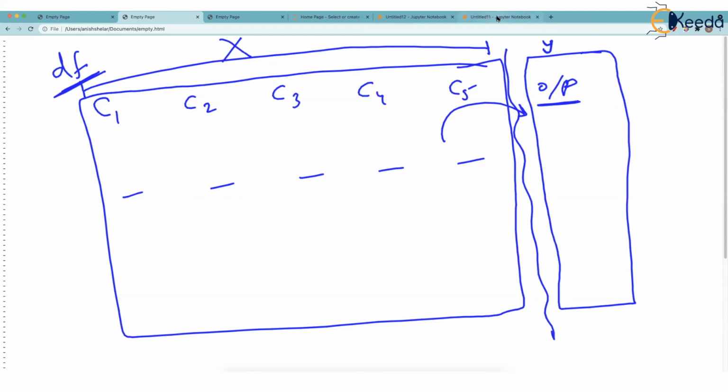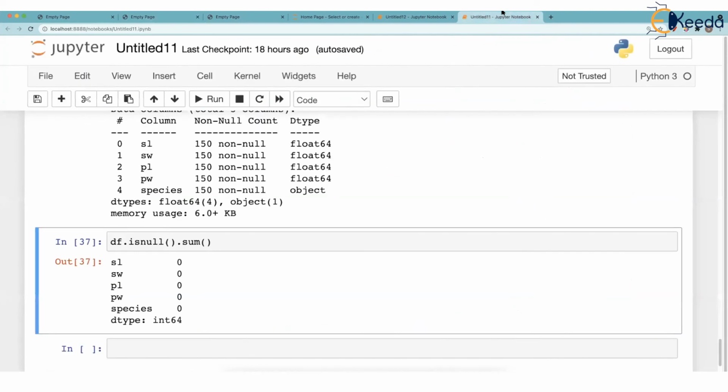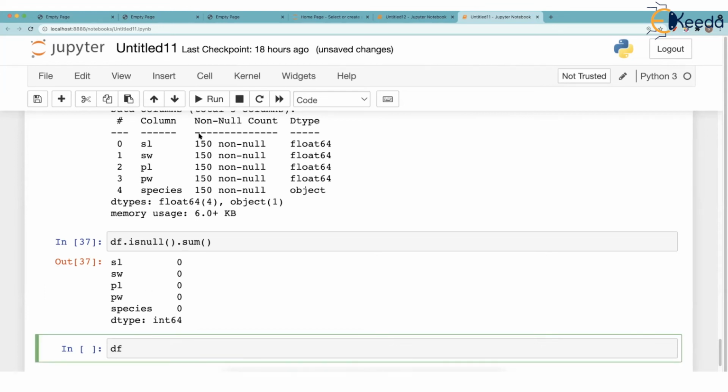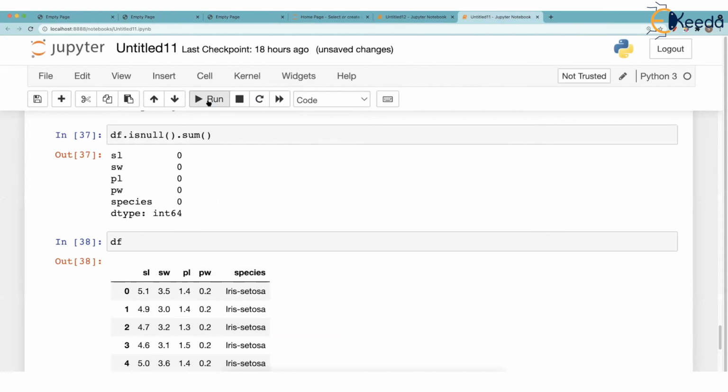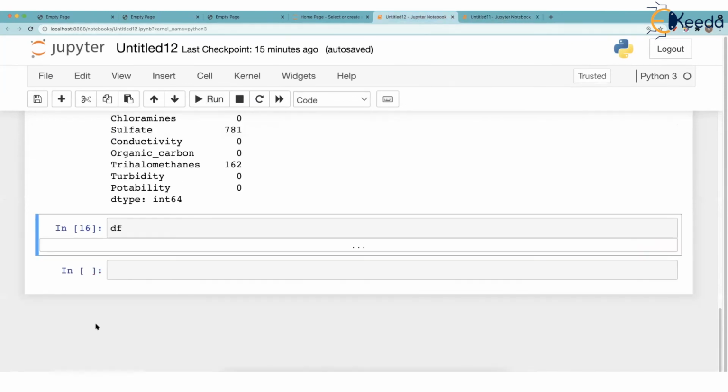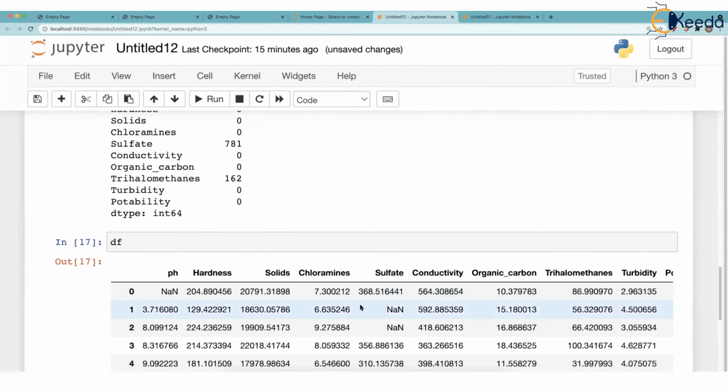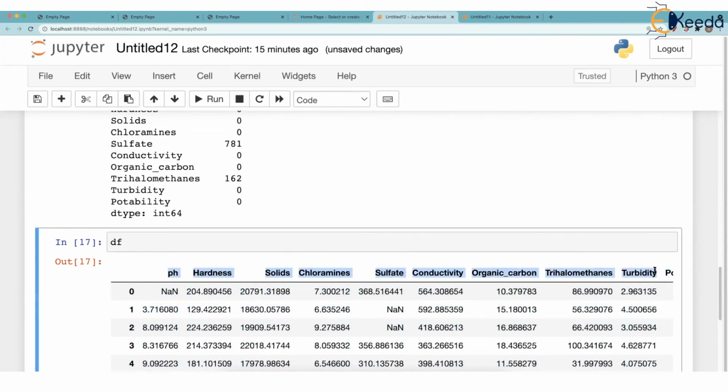So how did we do that last time? Just check. I'll again show you the data frame. This is the data frame we are having. Oh, I went to the wrong page. Sorry. We were working on water potability. So this is our data frame, and we want only the first 9 columns up to turbidity in our new data frame. I hope you are understanding. So what's the way out?